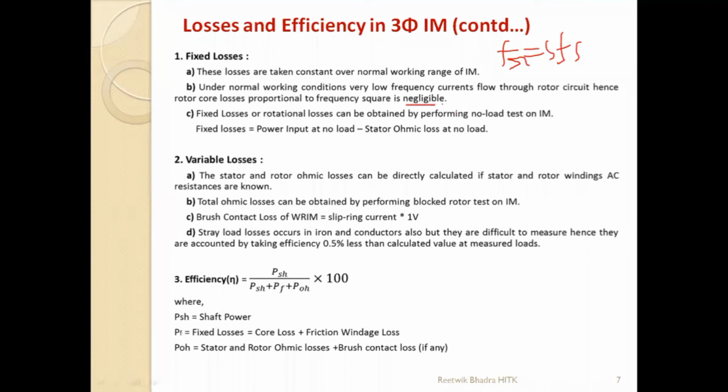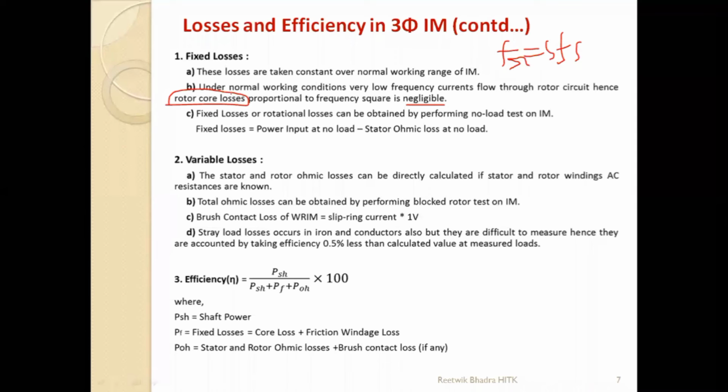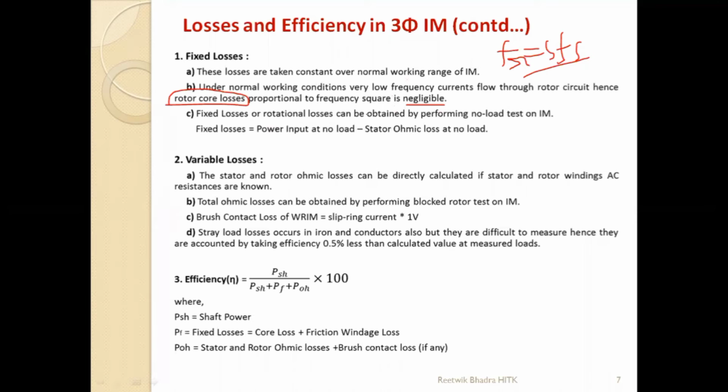So that's why rotor core losses are considered to be negligible. Core losses are constant, but rotor core loss can be considered negligible. If the value is given in the question, then you have to consider it. If not given in the question, then these are considered negligible. Why? Because of this reason: frequency is very low and the square of the frequency will be even lesser.